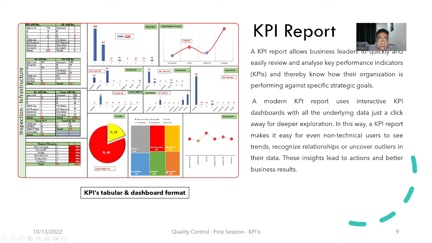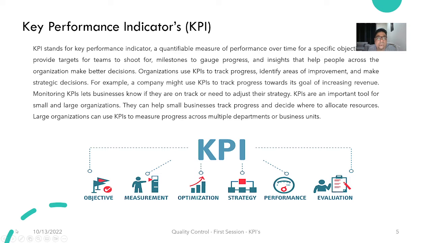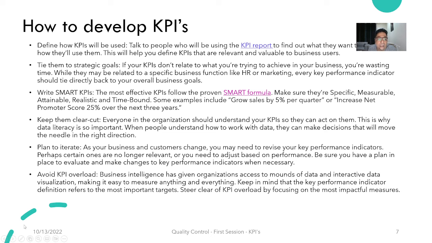We have two types of KPI reports, either a tabular format or a dashboard format, and there is a mixed KPI report which contains both tabular and dashboard formats. This is a type of tabular and dashboard format, and this is a KPI tabular format. You can use each one of them to reach the required data and to see how you are going to report your KPIs.